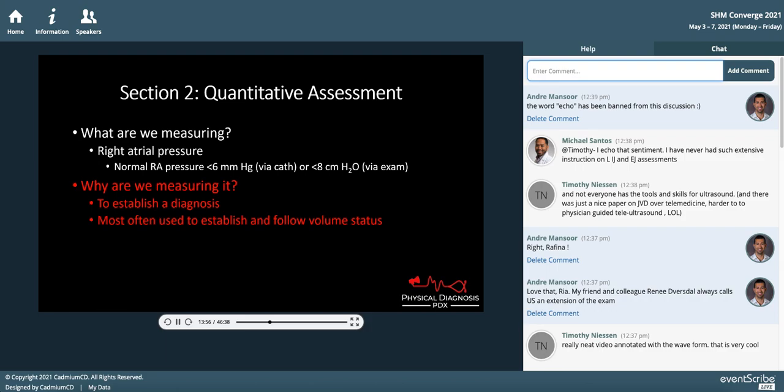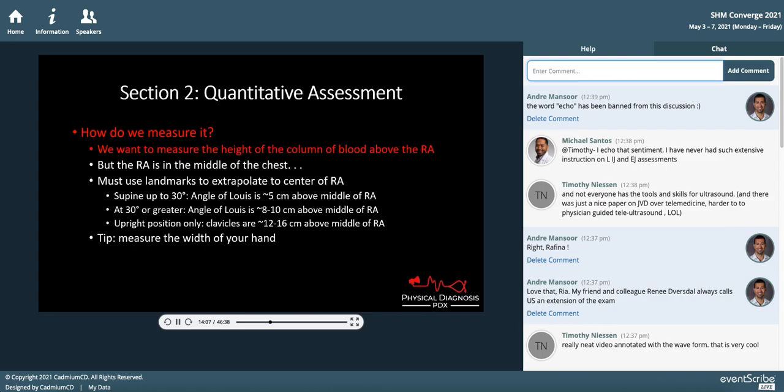Beyond its diagnostic utility, we often use the JVP exam to establish and follow volume status in patients with a known diagnosis of heart failure, and that's because of the relationship between volume and pressure. So now that we know what we are measuring and why we are measuring it, we are ready to talk about how to measure it. We want to measure the height of the column of blood that's sitting above the right atrium. That serves as a manometer and will tell us in centimeters of water the pressure of the right atrium.